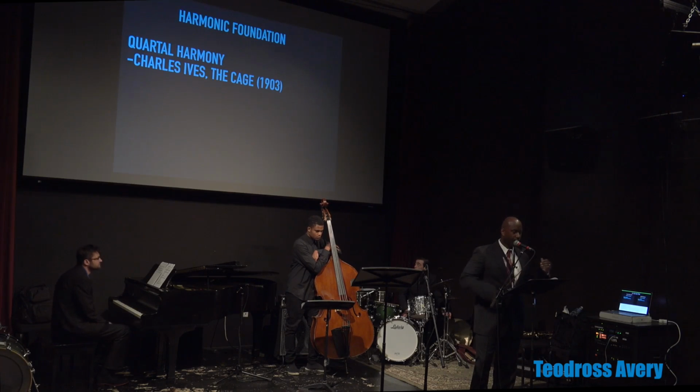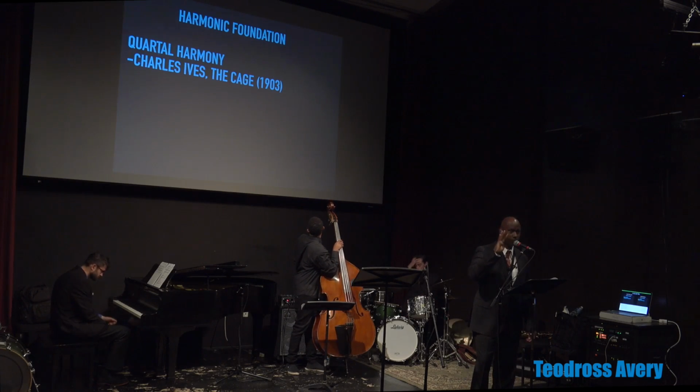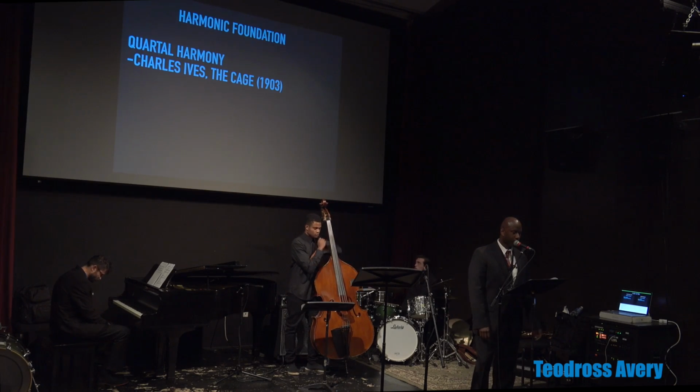Okay, Charles Ives' composition, The Cage, which was written in 1903, is written using chordal harmony. And when I say chordal, I mean in four chords, meaning fourths. The voicing, which became synonymous with Coltrane. What's different about McCoy Tyner's approach to chordal harmony is that he played the chords with power like Charles Ives did, which is a different approach than Bill Evans. Bill Evans was more subdued, more laid back.